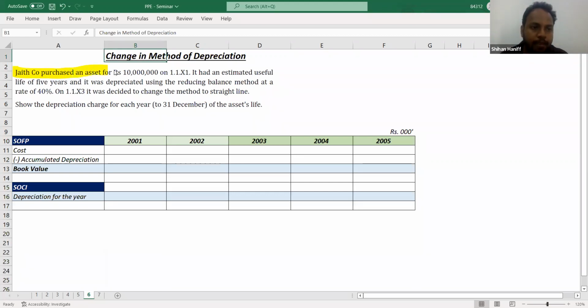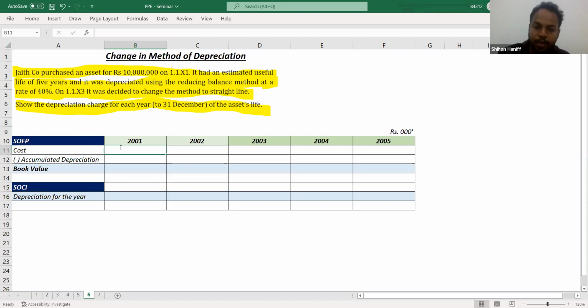Giant Co purchased an asset for 10 million on 1st of January 2001. It had an estimated useful life of 5 years, and it was depreciated using the reducing balance method at a rate of 40%. On 1st of January 2003, it was decided to change the method to straight line. Show the depreciation charge for each year of this asset's life. Can you all do this? I'll give 3 minutes.